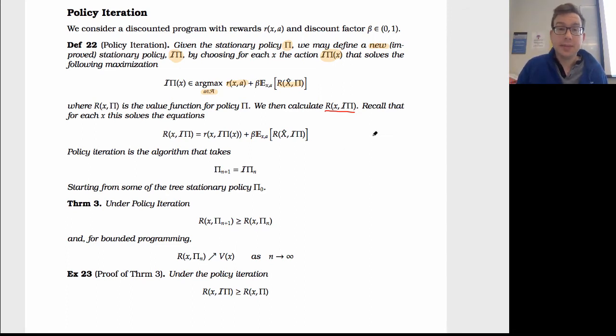So I've got my policy. I've updated it, saying what's the best thing I can do next, given I'm going to follow the old policy afterwards. This gives me a new policy. I work out what the reward function is for it by inverting some matrices, and then I just use that as the new policy for the next round. And I keep updating. That's mathematically what we were doing before with that example.